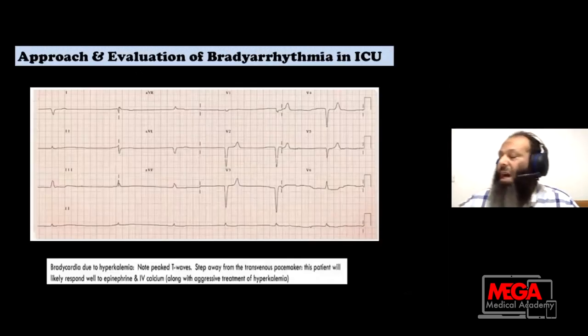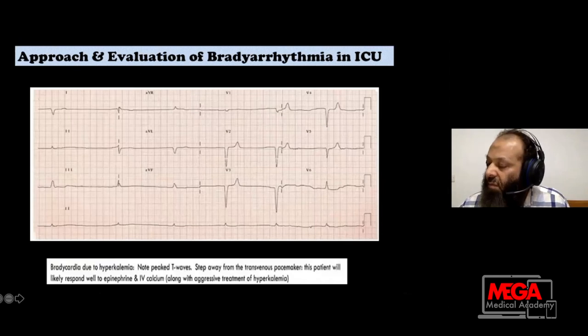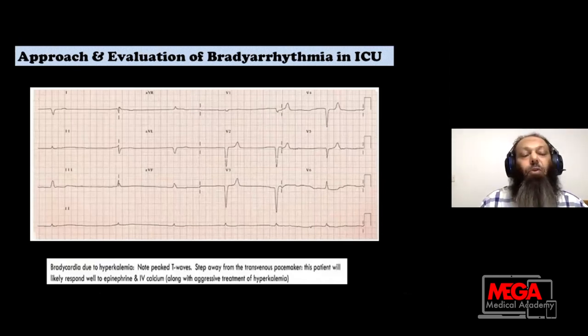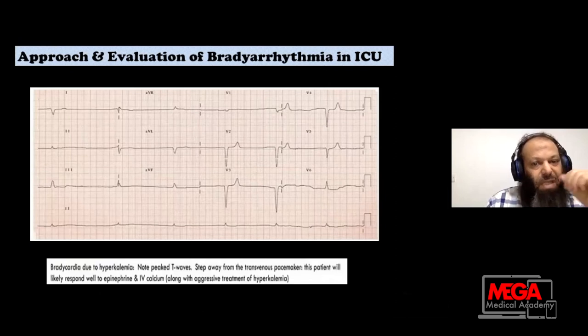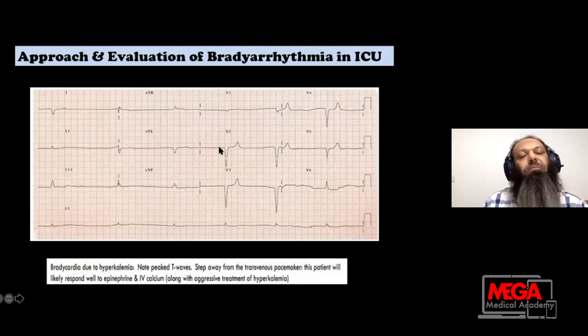So moving now to the third part in my presentation, which is the approach and evaluation of bradyarrhythmia in the ICU. For example, you have admitted this patient to the ICU in the morning because he was hypotensive and hypovolemic. Then you found his creatinine was 6 and he has some metabolic acidosis. Then the nurse did the routine ECG and they show it to you.